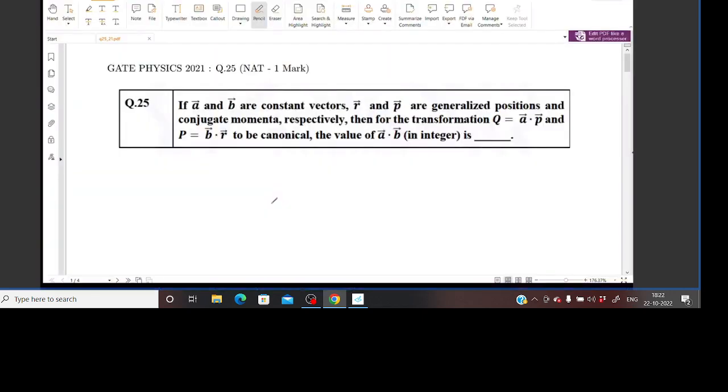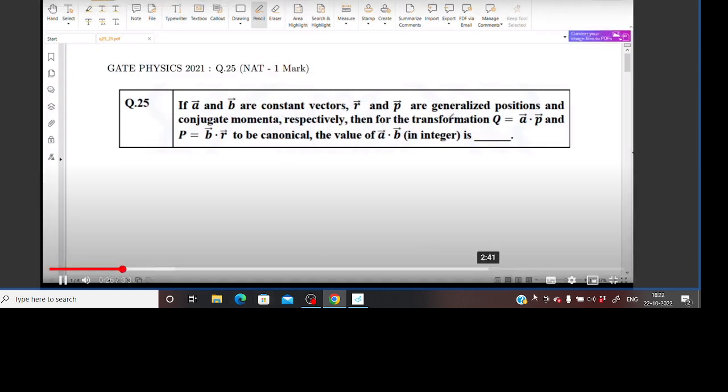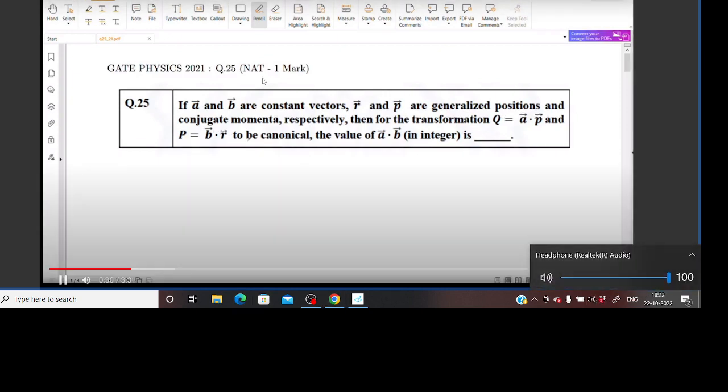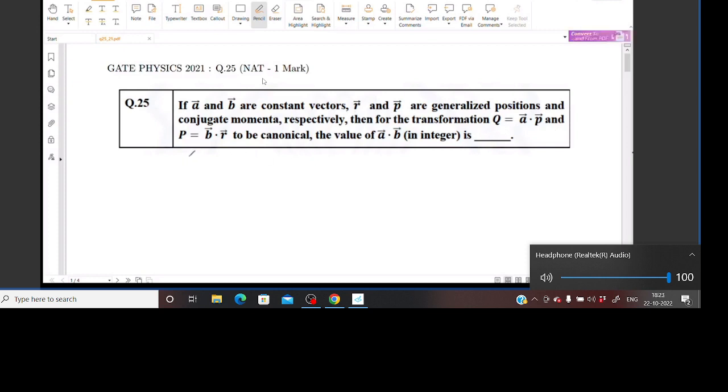Hello everyone. In this video, I shall discuss the solution of question number 25 of GATE Physics 2021. This is a numerical answer type question. If A and B are constant vectors, small r and small p are generalized positions and conjugate momenta respectively, then for the transformation capital Q equal to A dot small p and capital P equal to B dot small r to be canonical, we need to find out the value of A dot B.